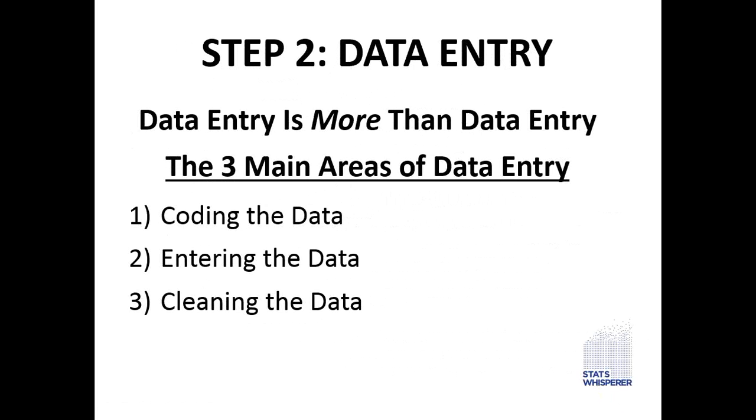Now, data entry is actually more than data entry. And what do I mean by that? Well, we could say that there are 3 main areas of data entry. First, you need to code the data. So number 1, coding the data. 2, there's the process of entering the data. And then 3, there's the process of cleaning the data. Okay, so you can see here, data entry breaks down into 3 areas. And just like our Russian dolls, within each of these areas, there are more sub-areas.